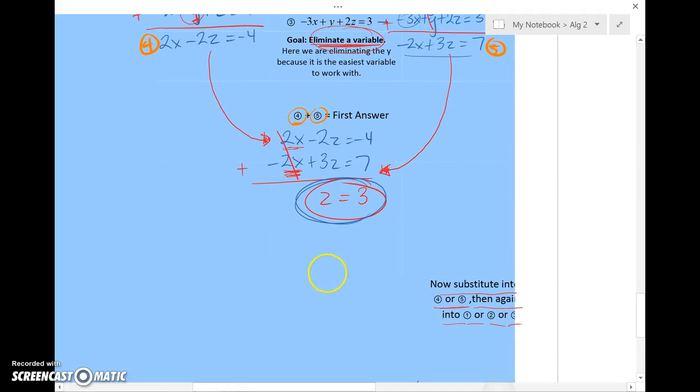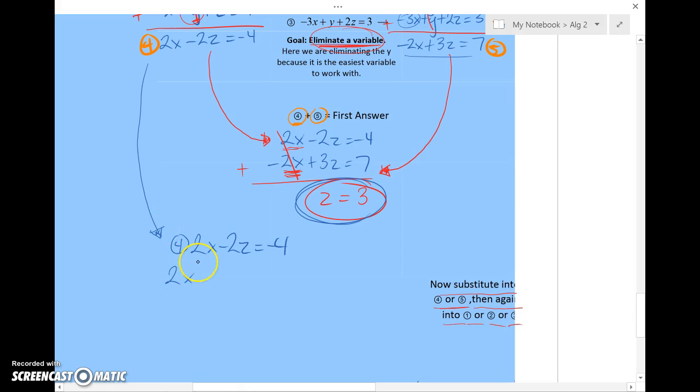So I'm going to pick equation 4, and I'm going to write that over here on the left. I would like to start the first substitution on the left. So it's 2x minus 2z equals negative 4. And if you're wondering where that came from, that was this equation that we made on the left.